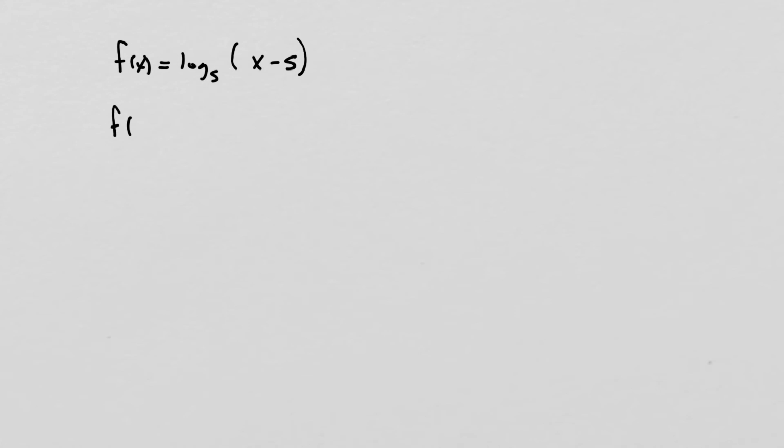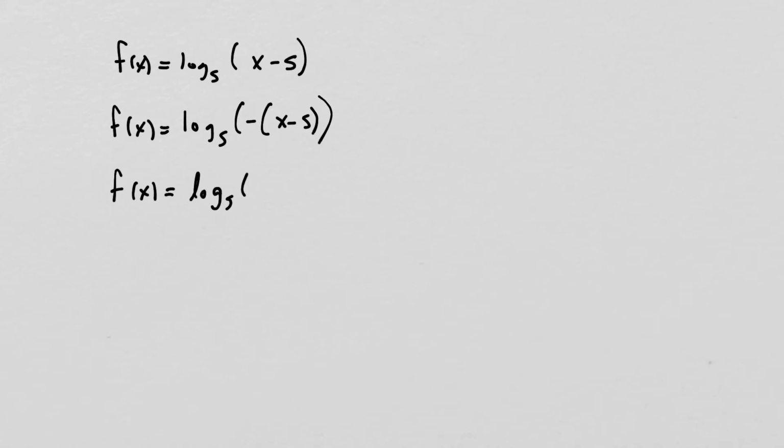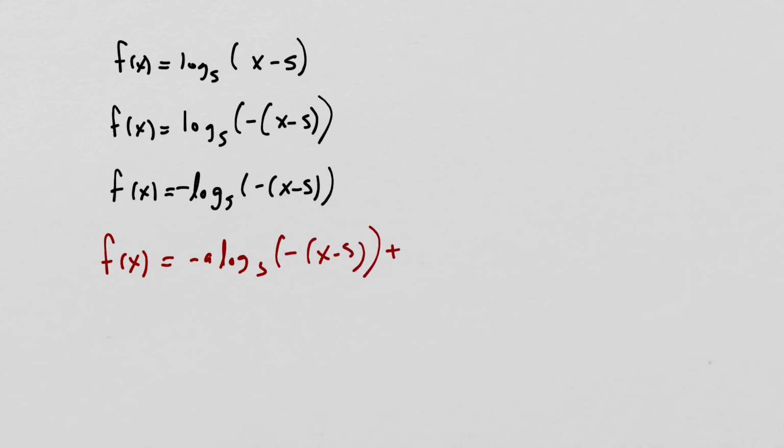And now we're going to apply our reflection across the y-axis. We'll get log base 5 of negative times x minus 5 here. And now apply our reflection across the x-axis. And just in case, let's also go ahead and add a transformation corresponding to a vertical compression or expansion and a vertical shift. So this is going to be given by f of x is equal to negative a log base 5 of negative x minus 5, plus some k here.